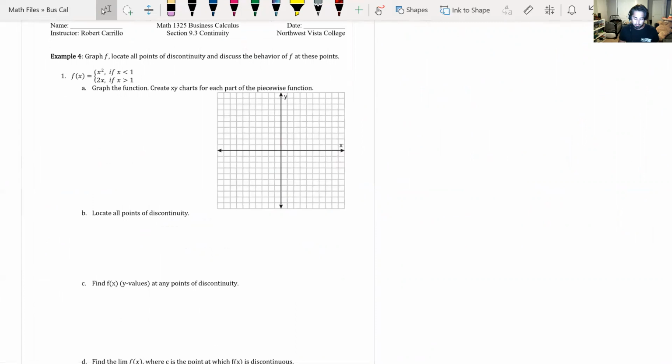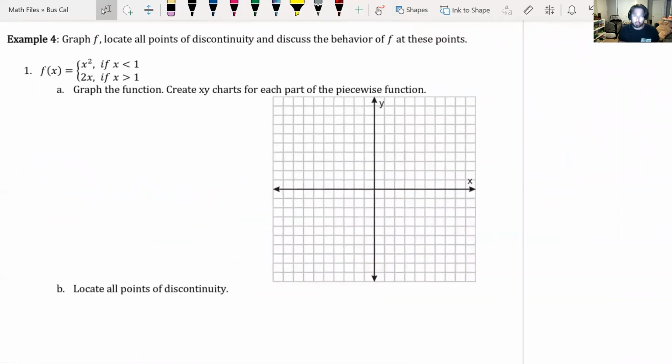All right, last one. Graph the function, locate all points of discontinuity, and discuss the behavior of f at these points. So, starting, f of x is x squared, so we have a piecewise function. So f of x is x squared, and we can only use x squared if my values of x are less than 1. F of x equals 2x, we can only use 2x if my x values are greater than 1. So, let's go ahead and graph it, and it's going to be easier to find the points of discontinuity once we graph this.